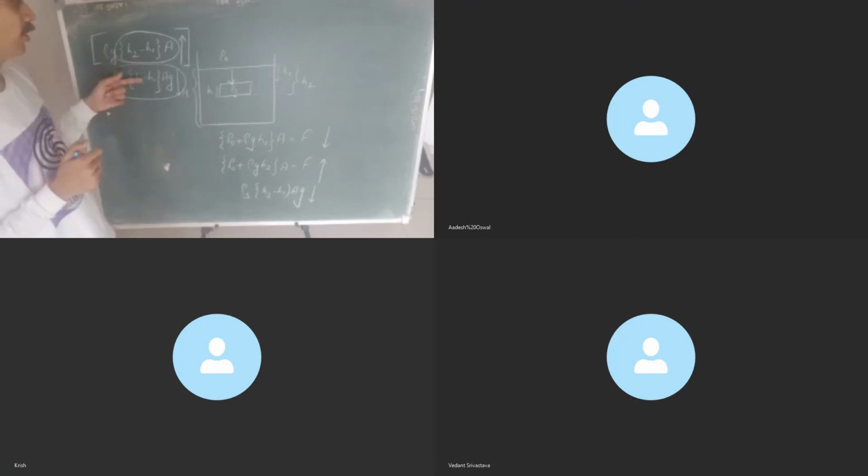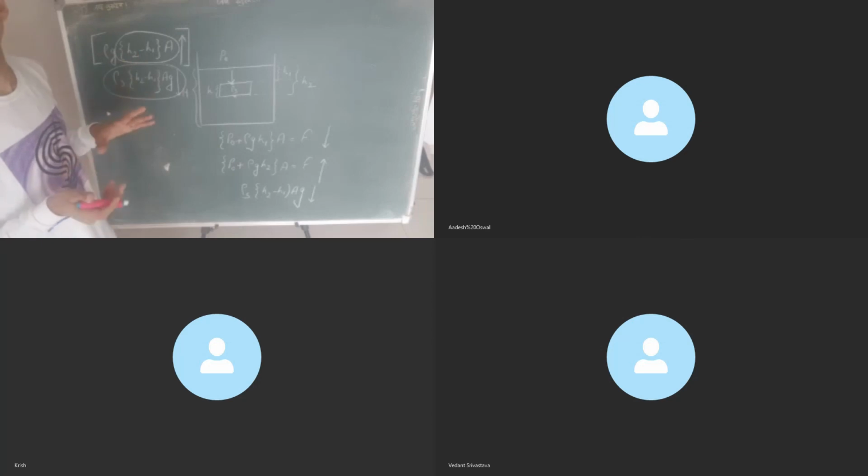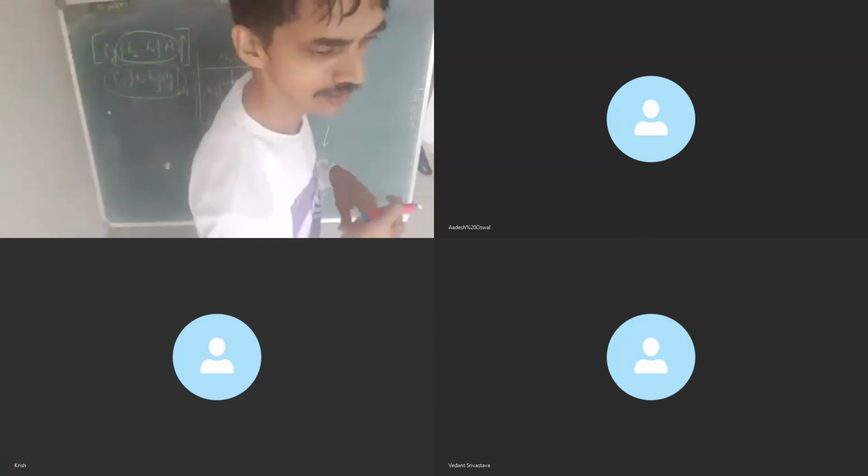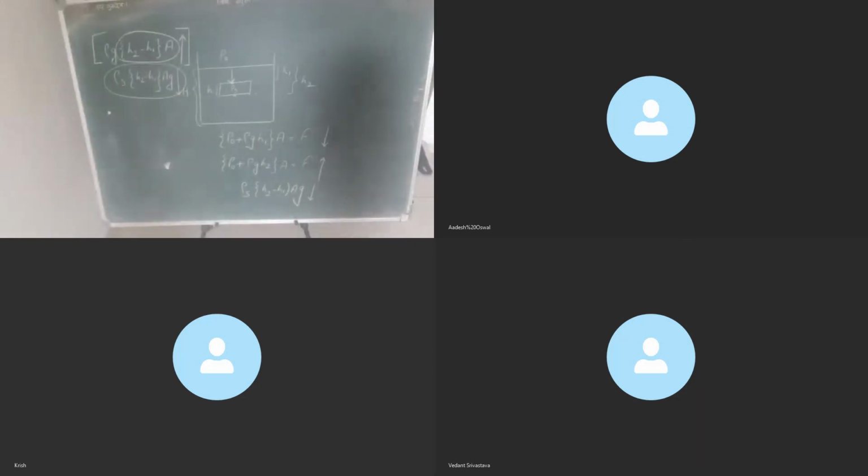Buoyant force has nothing to do with floating, right? Krish, I told you just now, we have explained it to ourselves. Buoyant force will be there and will be equal to this. Floating or not will depend on whether buoyant force is equal to mg or less than that, correct? So buoyant force we can exclusively find.